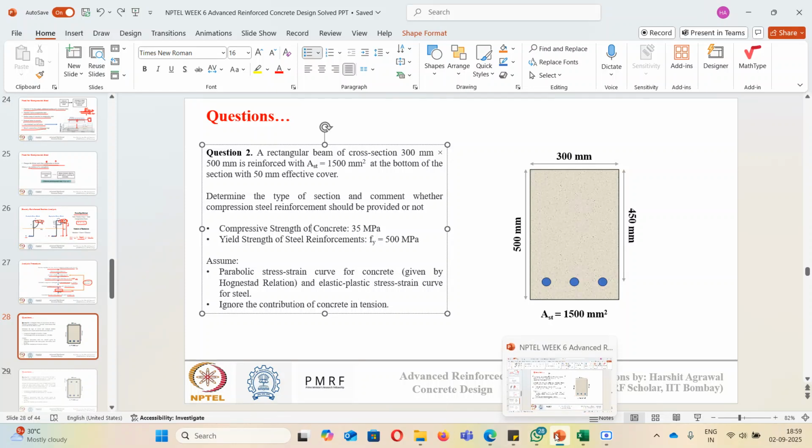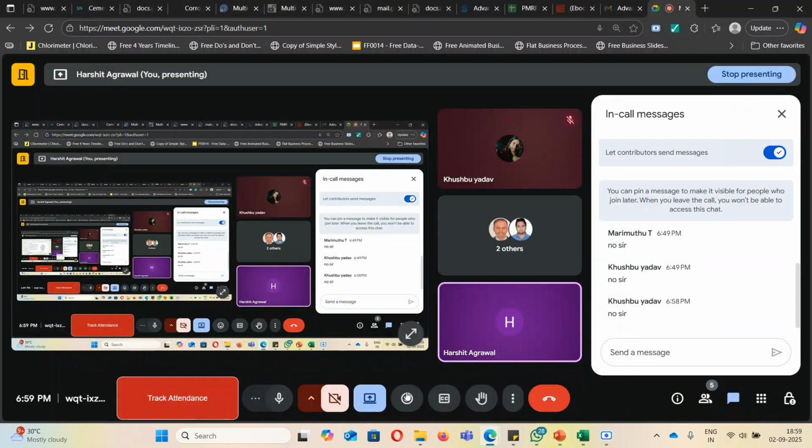Okay, so I will mute myself for a couple of minutes. I will let you give it a try, and then I will solve the question. In the meantime, if you have any doubts, just type in the chat box.